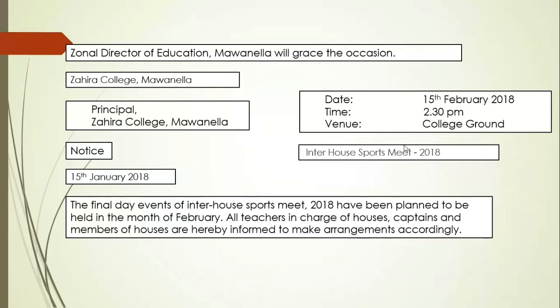Then there's a long paragraph. Then there's a block which has the date, time, and the venue. You know where to place it. Then there's a small block with the words Interhouse Sports Meet 2018. So you have to place them in the proper place and make them a proper notice. Can you make them? I am sure you can definitely make them because you have got enough training now.